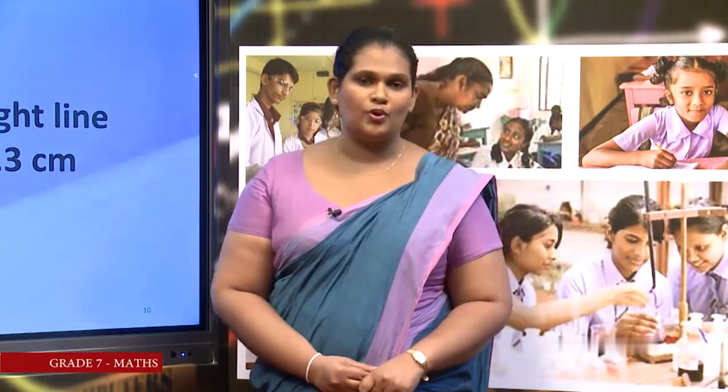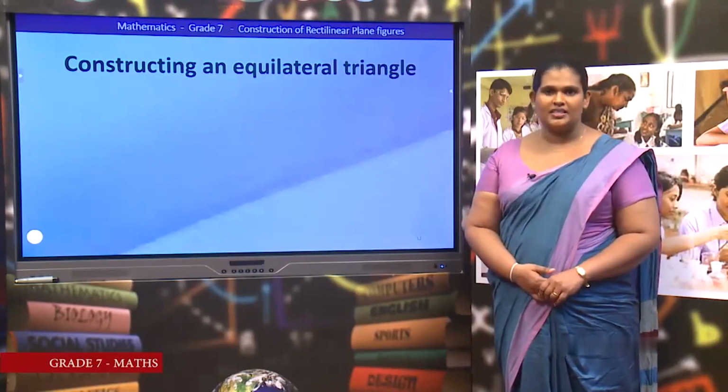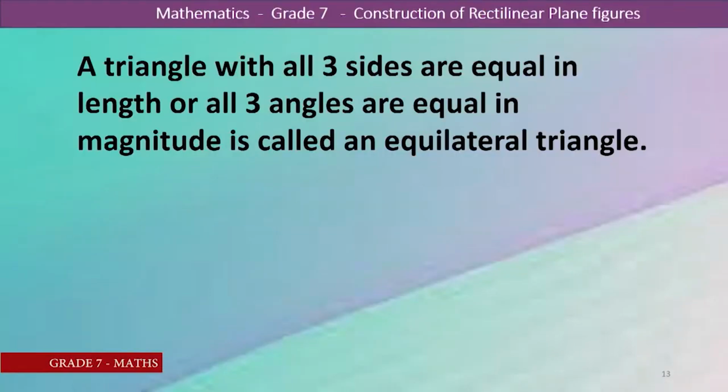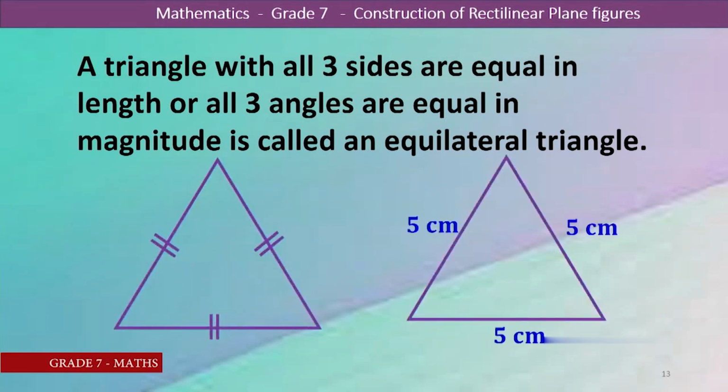Now, we will move on to construction of equilateral triangles. Right. An equilateral triangle is a triangle that consists of all three sides with equal length, or the magnitude of all three angles should be equal. Right. Now, we are going to construct these equilateral triangles. Here I have shown an equilateral triangle of side length 5 centimeters.